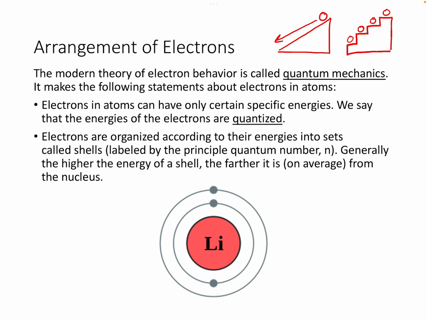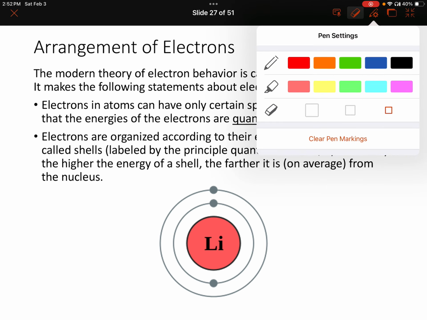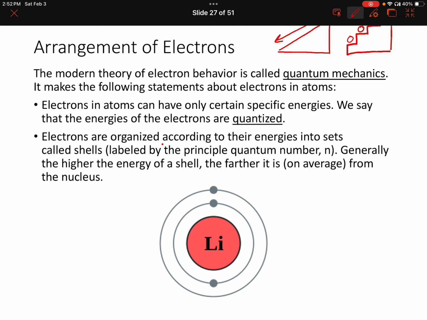So electrons are going to be organized according to their energies. That should be right underneath. There we go. So we call these energy sets shells. And they're given the label lowercase n.